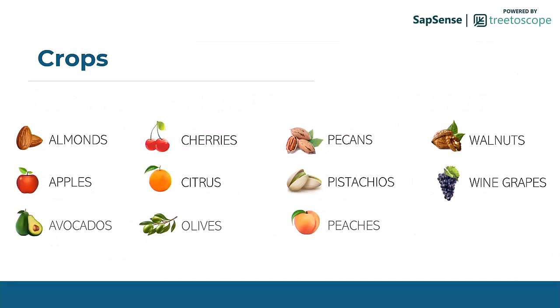So now that you've seen how our dashboard works, I wanted to show you the other crops that our technology is certified for. We basically cover all permanent crops, as you see on this slide. Here on the East Coast, we've been working specifically with pecan, citrus, and peach growers.